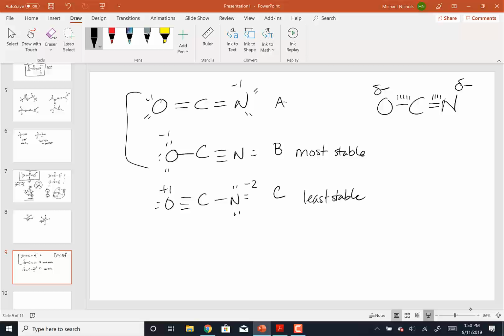So lengthwise, the CO bond is somewhere between a long CO single bond and a shorter CO double bond. It's somewhere in between.